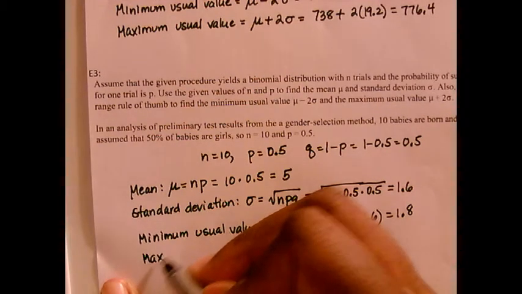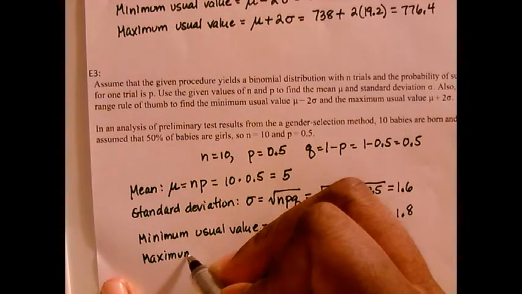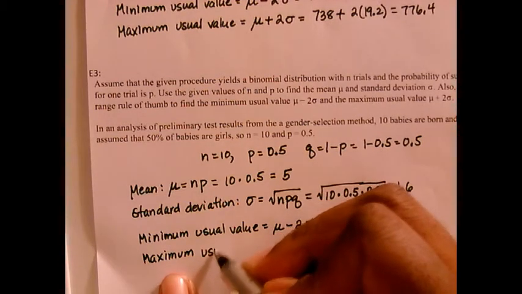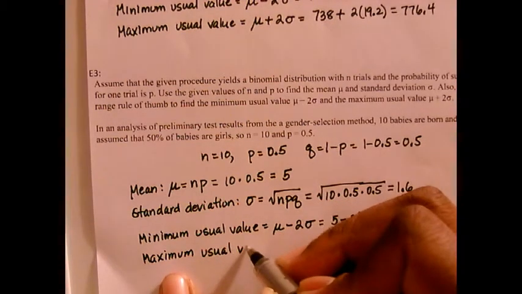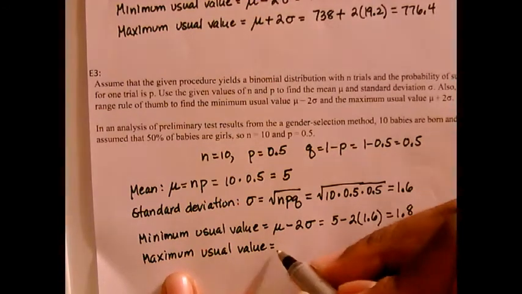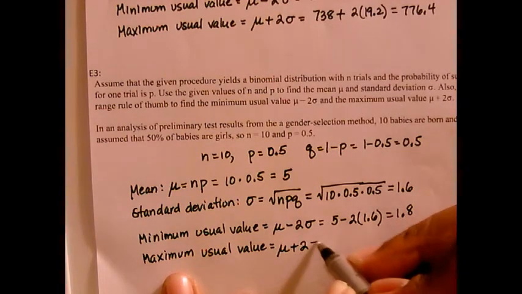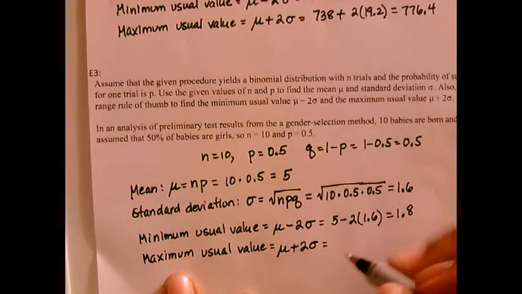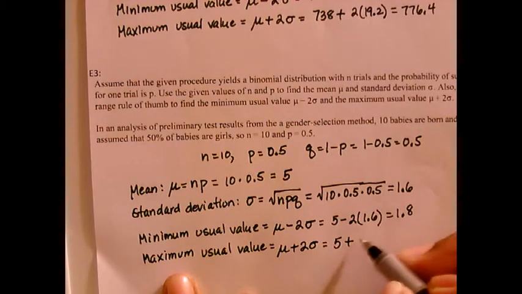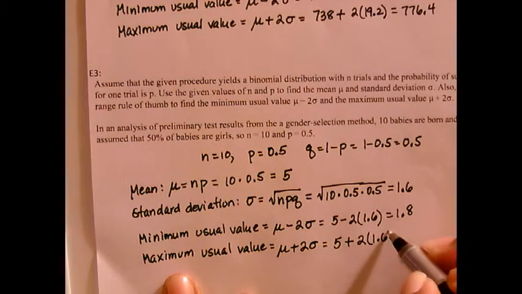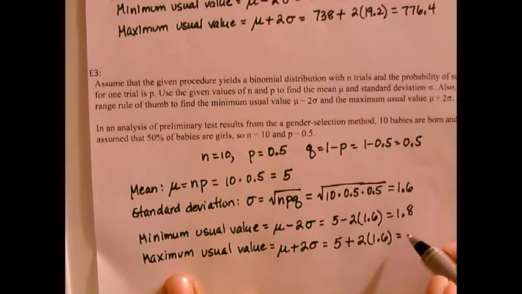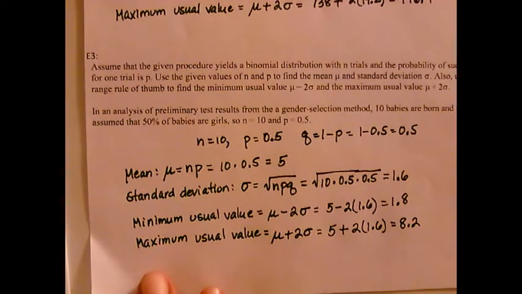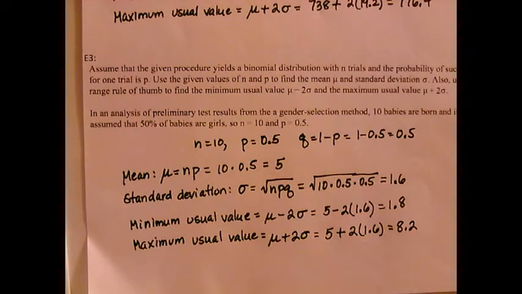Now for the maximum usual value. That's going to be mu plus 2 times sigma. Now this time, mu is 5, but you're adding 2 times 1.6 this time. So that's going to give you 8.2. So your minimum usual value will be 1.8 and your maximum usual value will be 8.2. Okay.